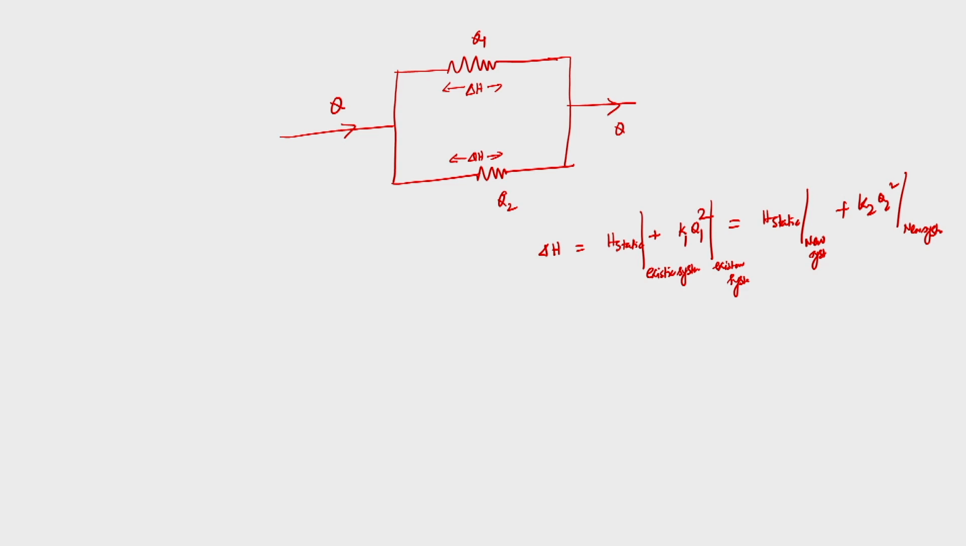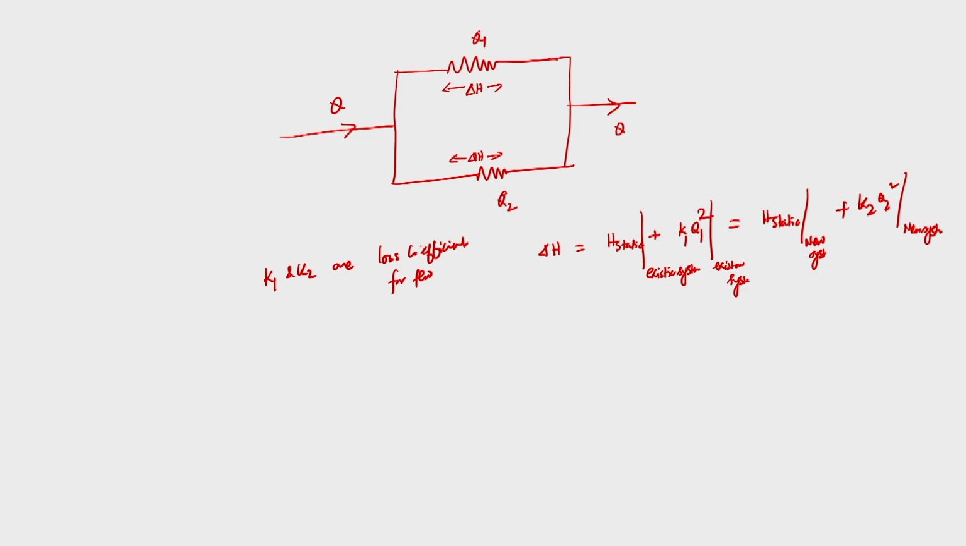Here K1 and K2 are loss coefficients for flow. Maybe Q2 is going to the new system and Q1 is going to the old system, and I know the amounts of Q1 and Q2. I can calculate the total static height because I know the elevation levels between the pump house and the new and existing systems. So I can calculate H static in both cases. The only thing I need to know is K1 and K2, and Q1 plus Q2 should be equal to Q.